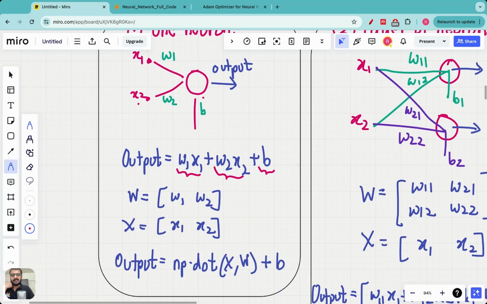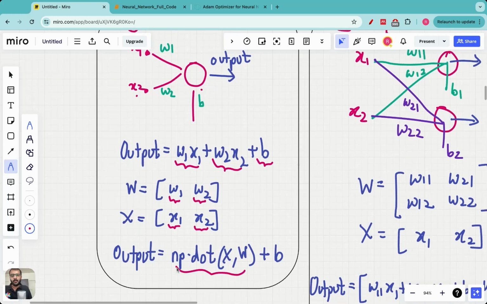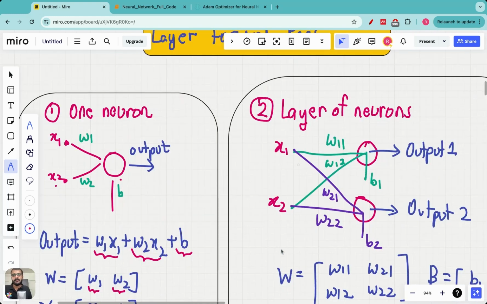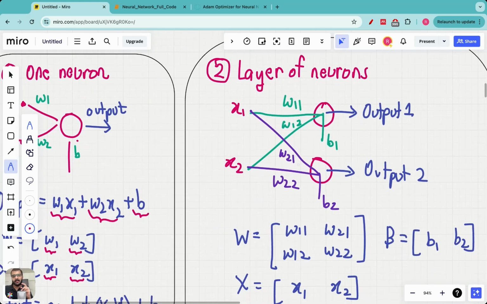Remember, this operation which I'm showing you right here is the most basic mathematical operation performed in a neural network. This can also be represented in a matrix formula. If W is written as a vector like this, which is W1 and W2, if X is written as a vector which is X1 and X2, this output which I have mentioned here can also be written as the dot product between X and W, and we add it with B. In Python, this will be np.dot(x, w) + b. That's the output of one single neuron.